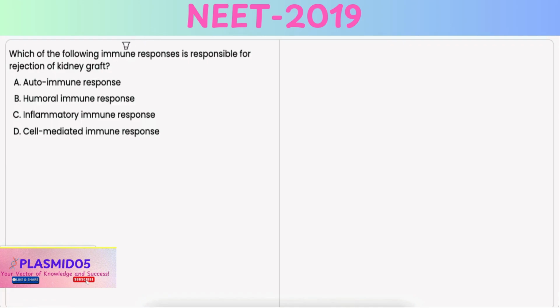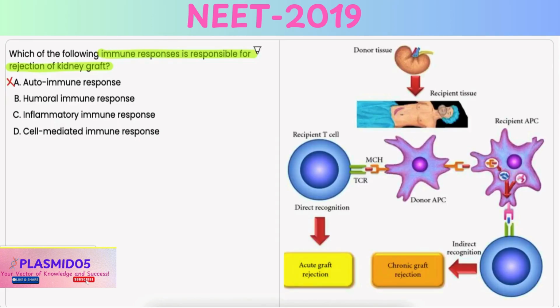In this question, you have to identify the immune response that is responsible for rejection of kidney graft. Option A, autoimmune response. Now, this is incorrect because an autoimmune response occurs when the immune system mistakenly attacks the body's own tissues. But this type of response is not responsible for the rejection of a transplanted organ like a kidney graft.